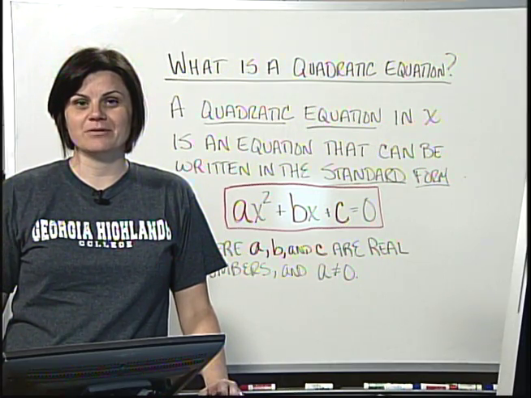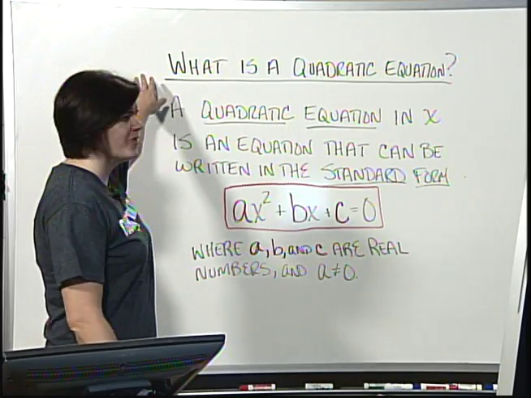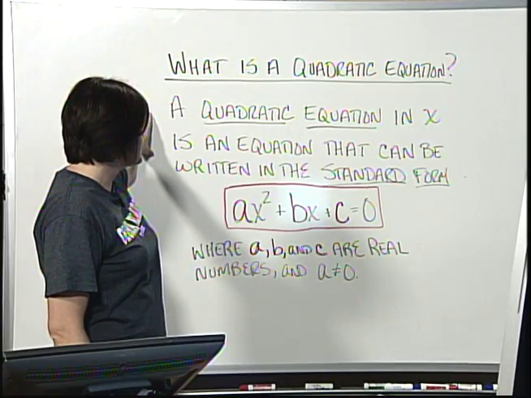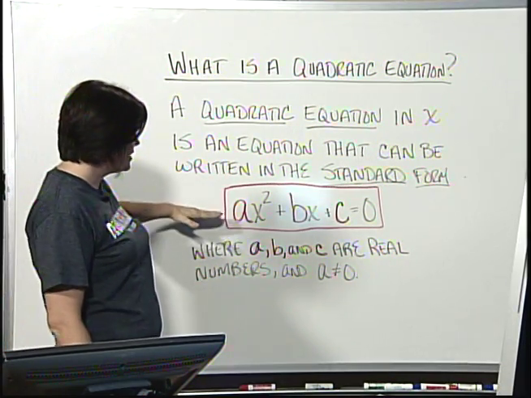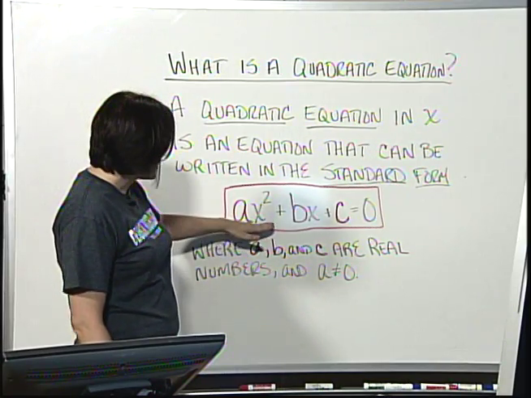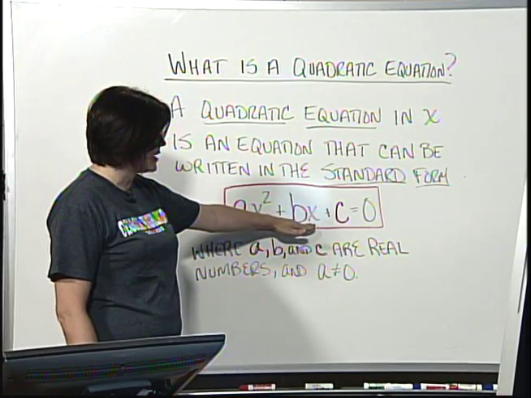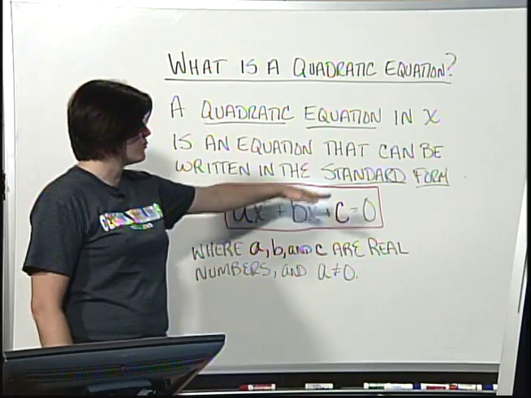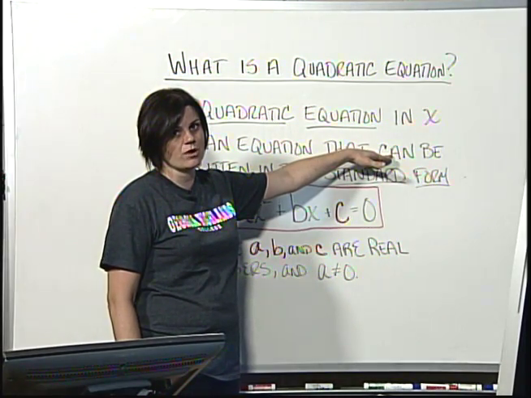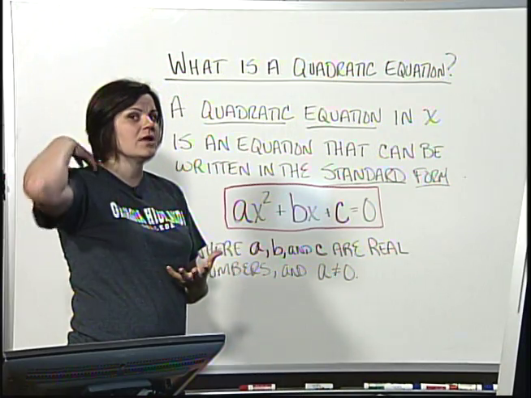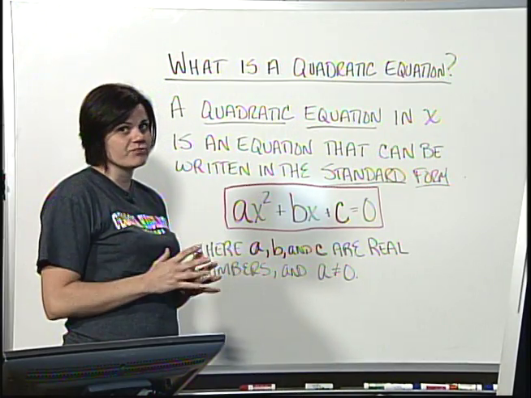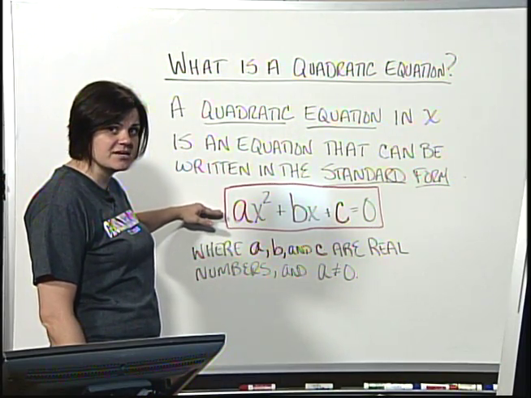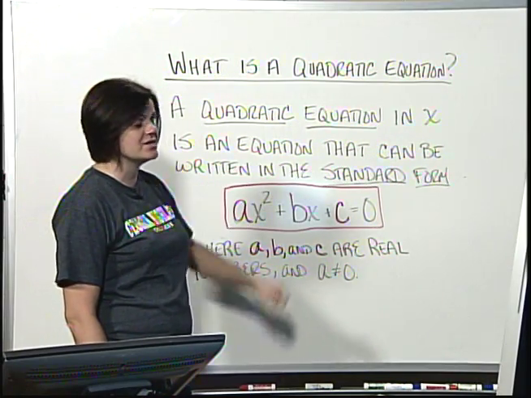In this video segment, we'll be answering the question, what is a quadratic equation? Well, a quadratic equation in x is an equation that can be written in this particular standard form: ax squared plus bx plus c equals 0. Now, let me focus in on the words that it can be written in this form. When you first see an equation, it may be quadratic, but you may have to rearrange the terms to have it in ax squared plus bx plus c equals 0, which is considered the standard form.